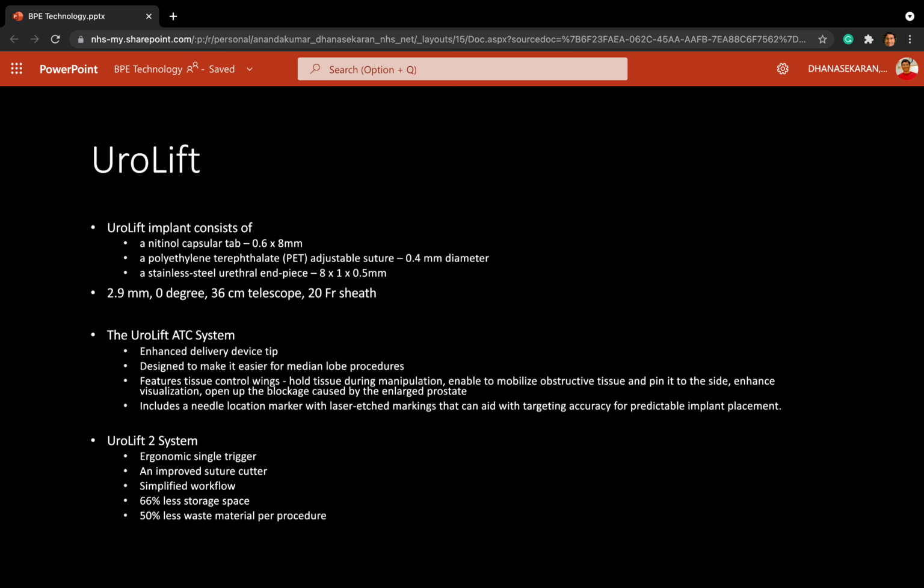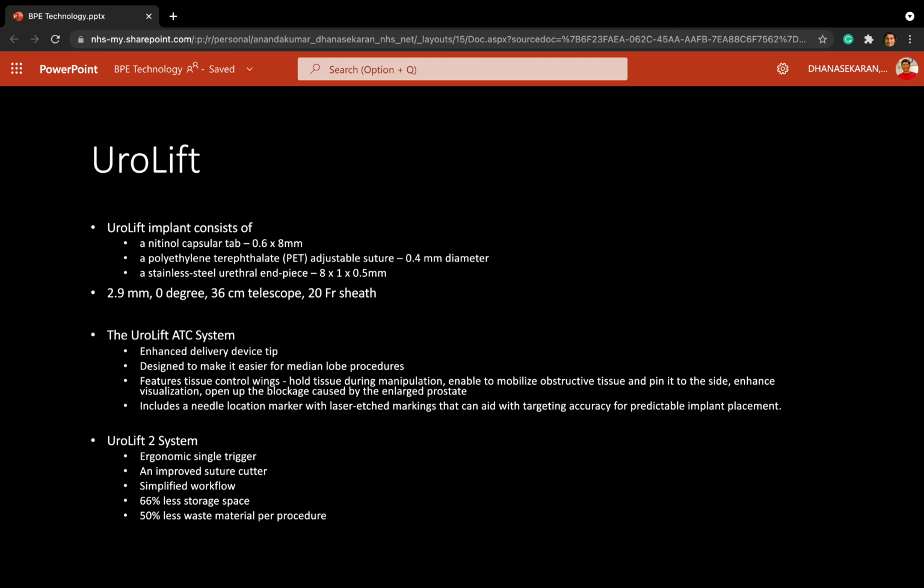Apart from this, the UroLift has released two newer generation systems. One is known as the ATC system, which is Advanced Tissue Control. It has a tip with wing-like extensions, which is useful to hold the median lobe and for better firing of the implant.